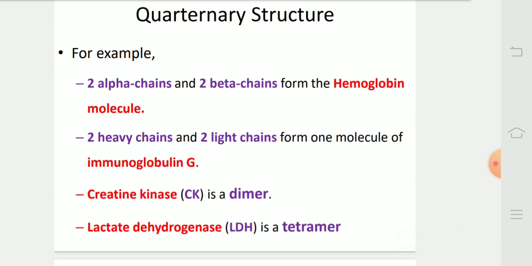For example, two alpha chains and two beta chains form the hemoglobin molecule. Similarly, two heavy chains and two light chains form one molecule of immunoglobulin G. Creatine kinase is a dimer, whereas lactate dehydrogenase is a tetramer.